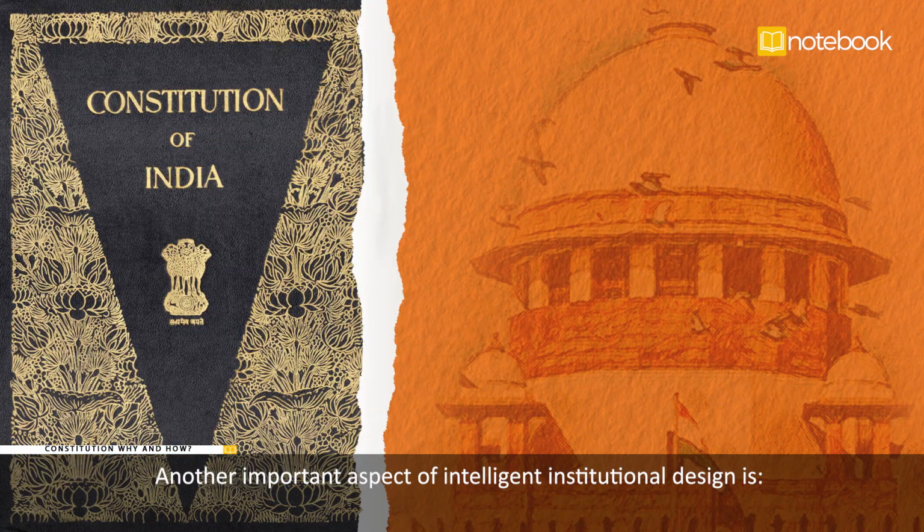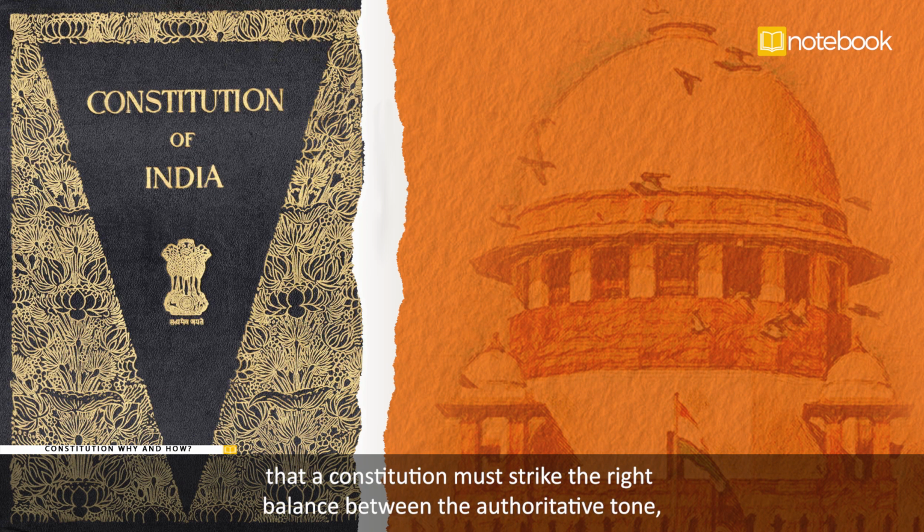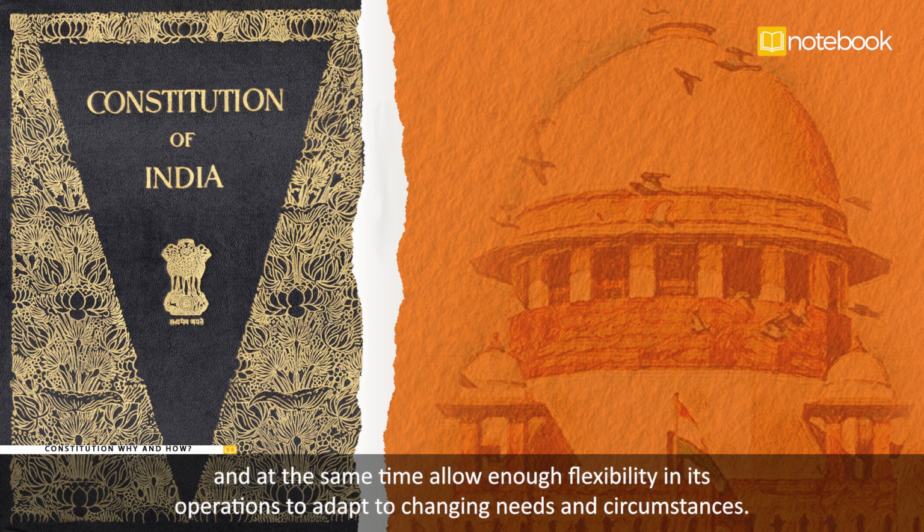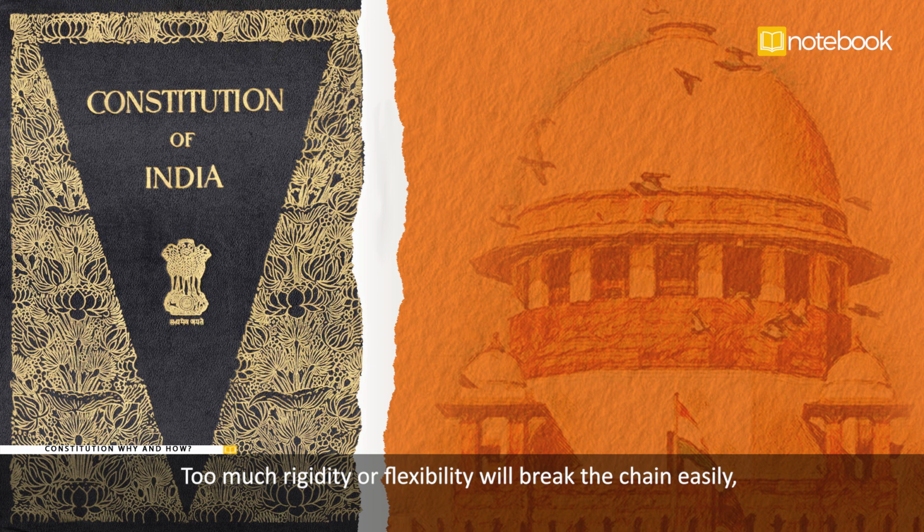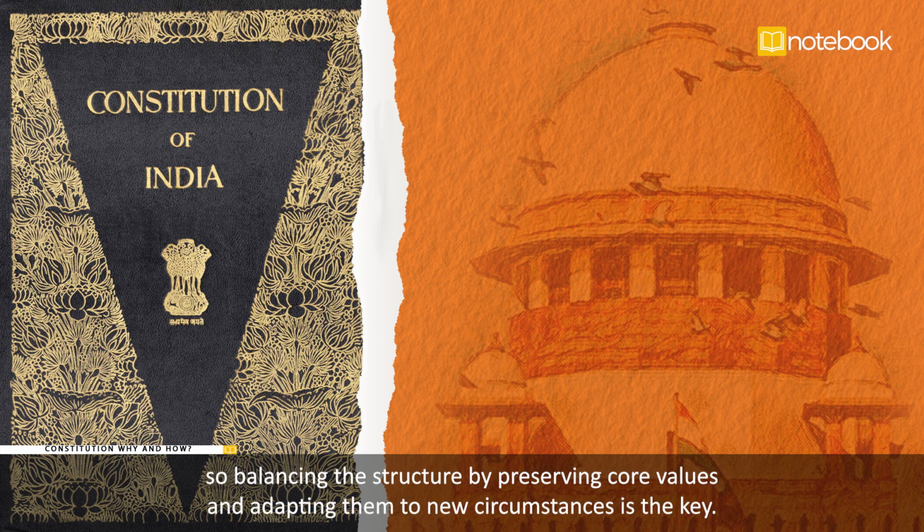Another important aspect of intelligent institutional design is that a constitution must strike the right balance between the authoritative tone and at the same time allow enough flexibility in its operations to adapt to changing needs and circumstances. Too much rigidity or flexibility will break the chain easily. So, balancing the structure by preserving core values and adapting them to new circumstances is the key.